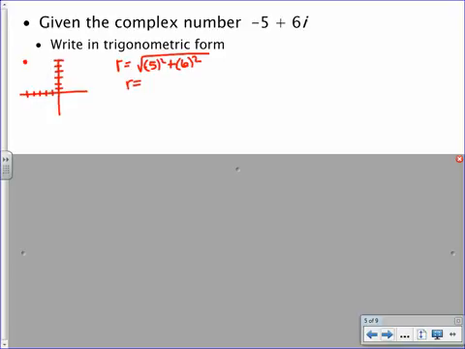So what is r? What is r? Yes. Square root of 61. Okay. Now we need the angle. All right. Just like in vectors, the tangent of theta is b over a. So in your calculators, what's the inverse tangent of 6 over 5?